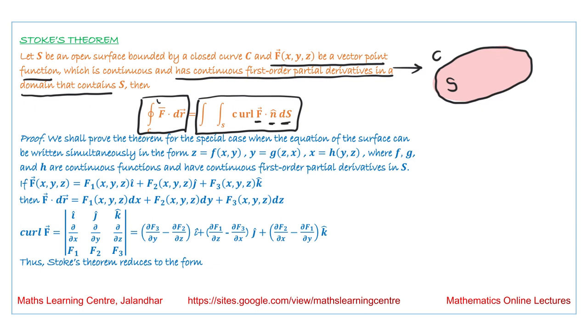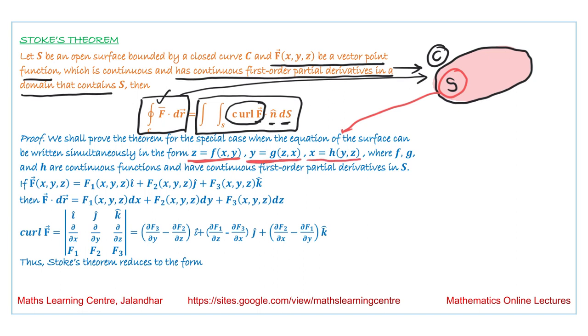So we are calculating the line integral of F vector dot dr about this curve C, and it is equivalent to the surface integral of curl of F vector. We prove this theorem for a particular case, when the surface can be expressed in the form z = f(x, y), or y = g(z, x), or x = h(y, z), where f, g, h are continuous functions and have continuous first order partial derivatives.